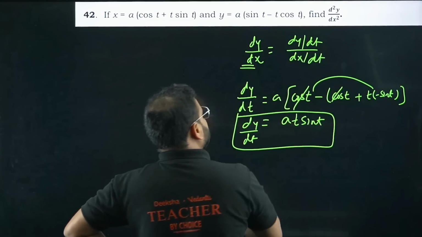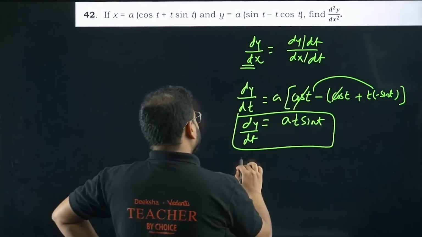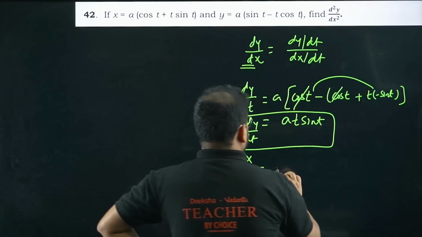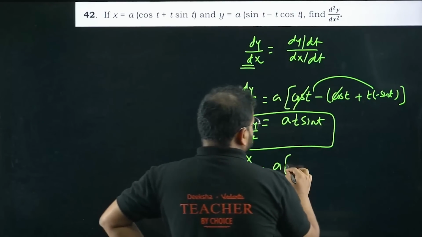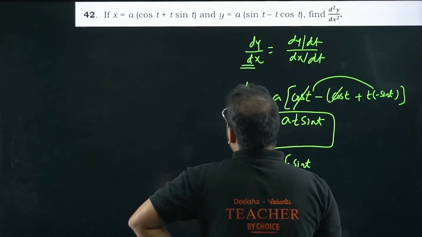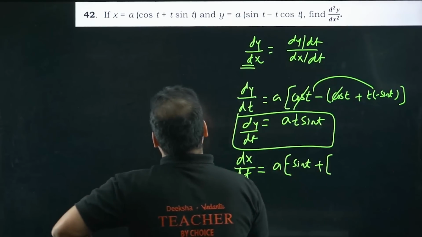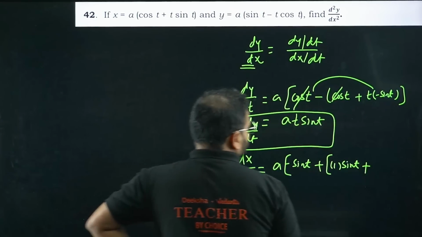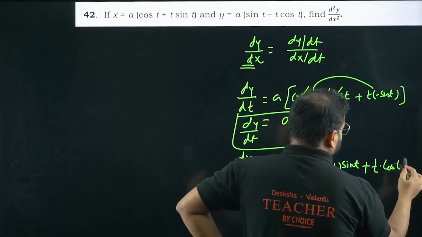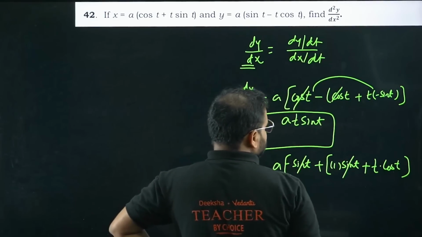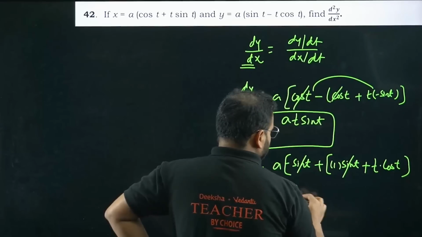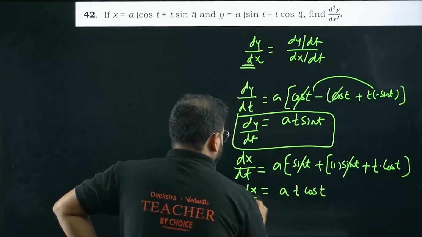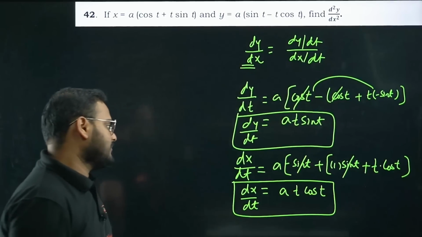Let's find again dx by dt. Very simple, exact same approach. Please check. What do we have? A is a constant, keep it outside. And then for cos you'll have minus sine t. This time, keep a plus sign as it is, differentiate t, you're going to get 1 times sine t plus sine, keep t as it is, you get cos of t. Minus sine plus sine cancels, I'm ending up with a t cos of t. This is nothing but dx by dt.